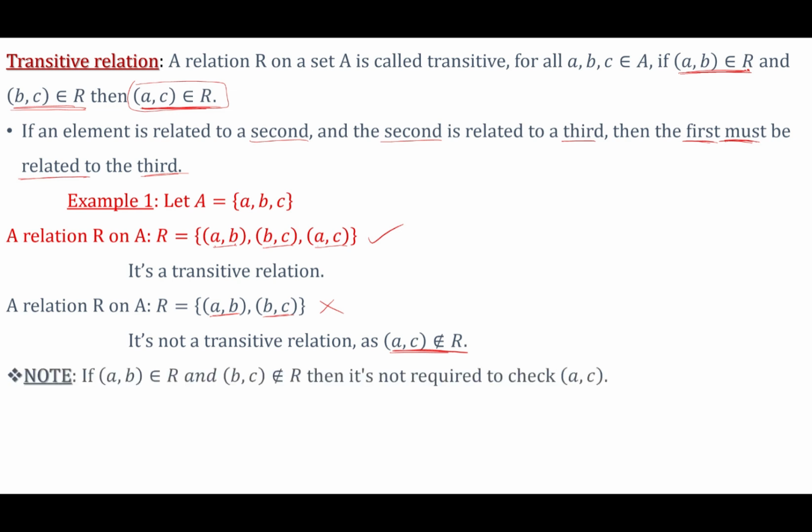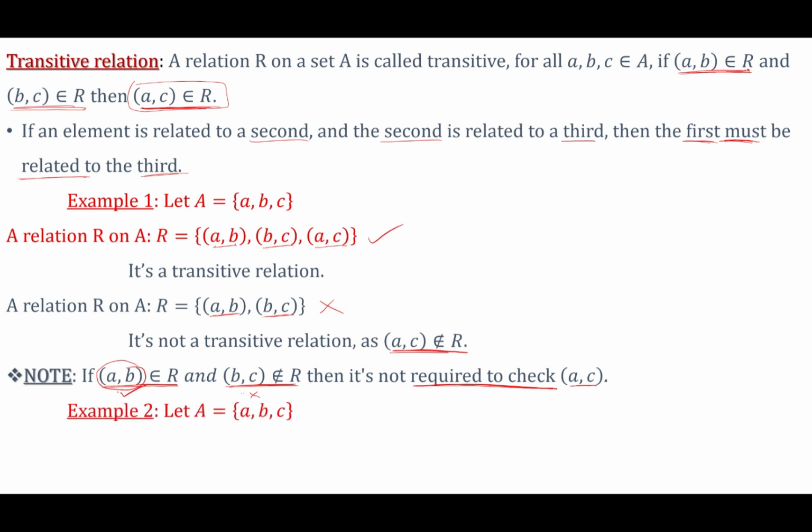One more example. Note, this is a very important note. Try to understand. (a, b) belongs to R and (b, c) is not there. (a, b) is there in the relation, but (b, c) is not there, then it is not required to check (a, c). I don't need to check (a, c). (a, b) is there, (b, c) is not there. So this (a, b) satisfies the transitive relation.